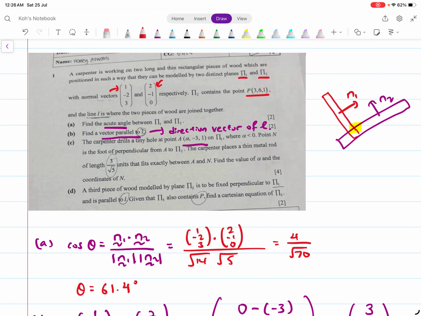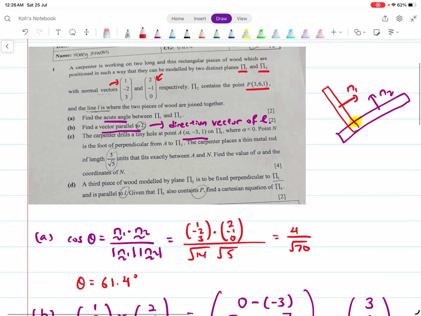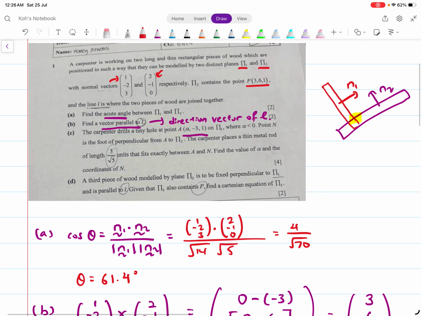Right, let's go through this question. A carpenter is working on two long and thin rectangular pieces of wood which are positioned in such a way that they can be modeled by these two distinct planes, pi 1 and pi 2, with normal vectors (1, -2, 3) and (2, -1, 0) respectively. Plane 2 contains the point (3, 6, 1), and the line L is where the two pieces of wood are joined together.